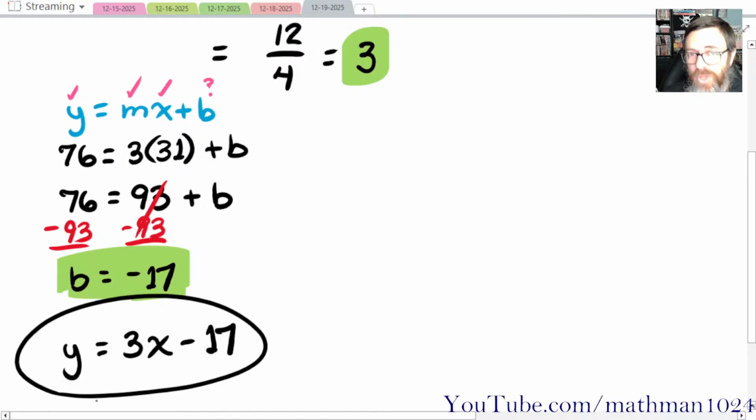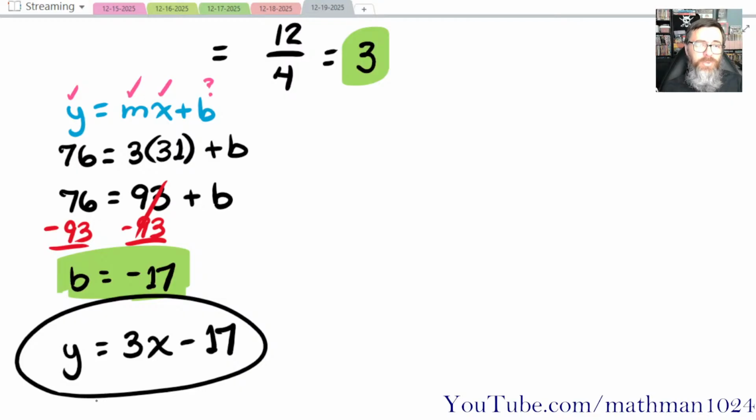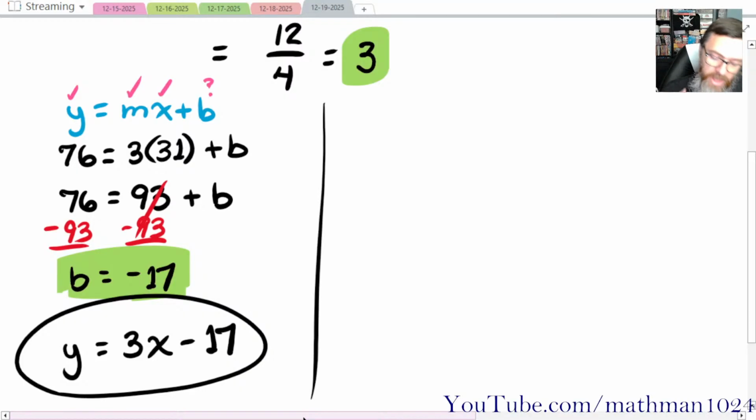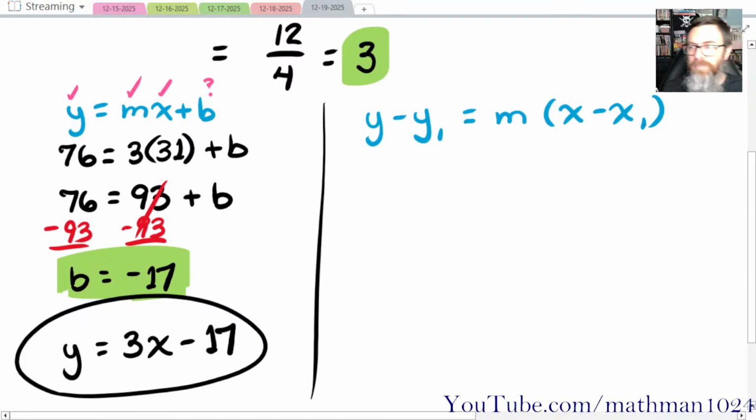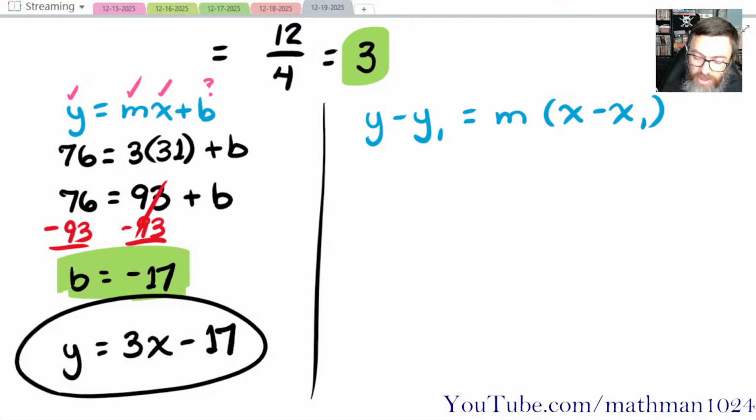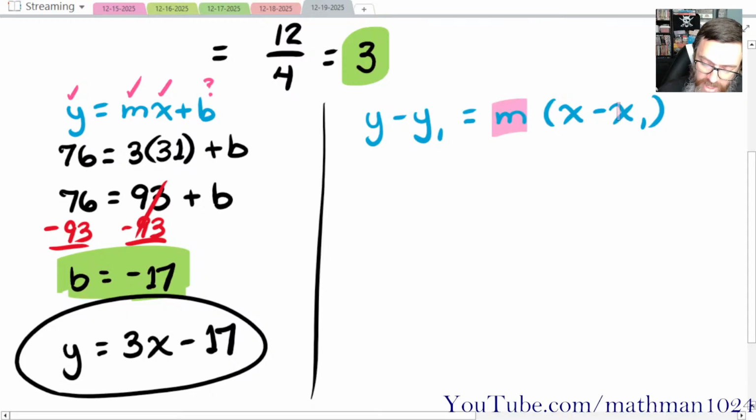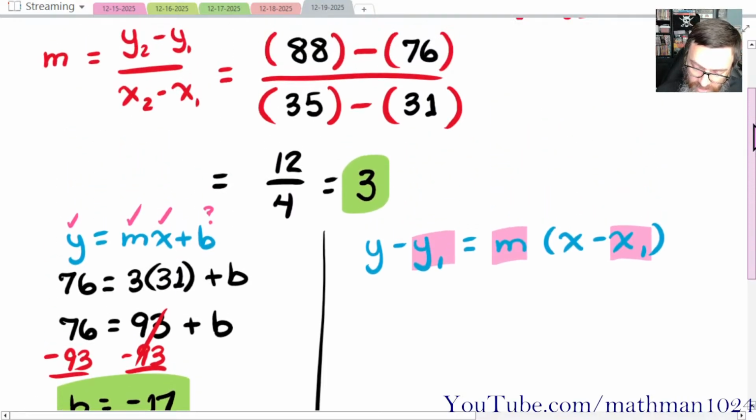But wait, there's more that I want to show you here. So this is me using the slope-intercept form because, frankly, I think it's the easiest thing to do. Some students prefer to use the point slope formula. y minus y1 equals m times x minus x1. Again, I'm not the biggest fan of this. But what we're going to do is plug in what we know. We've got our slope, and we can choose one of those ordered pairs from above to plug in. So let's do that.